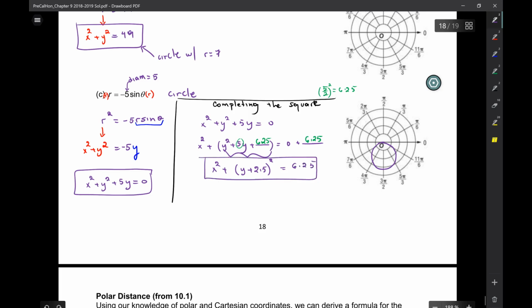Now, you tell me what that looks like. X squared plus y squared equals something squared. This is now an equation of a circle. But what's happened to this equation of the circle?